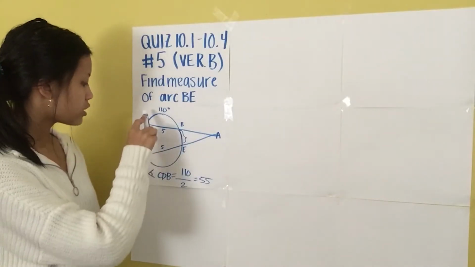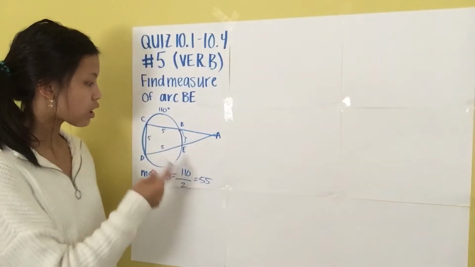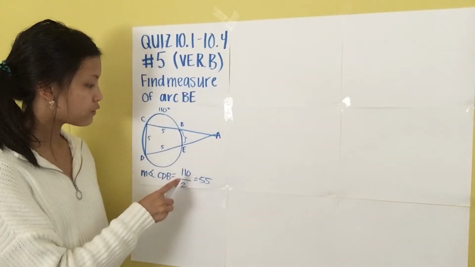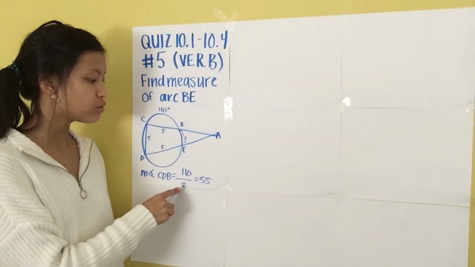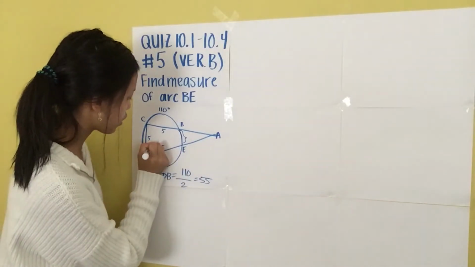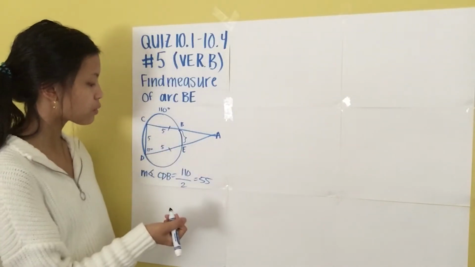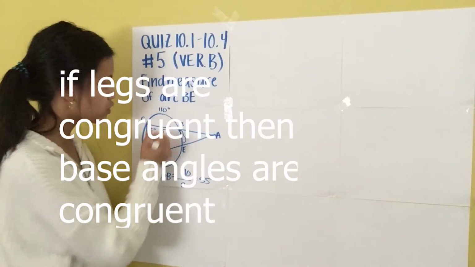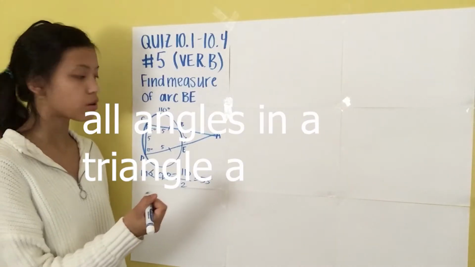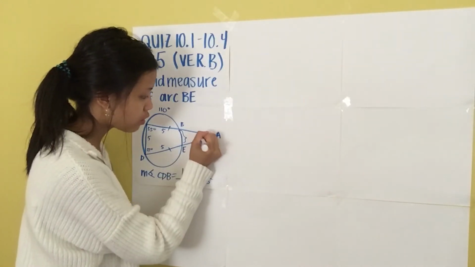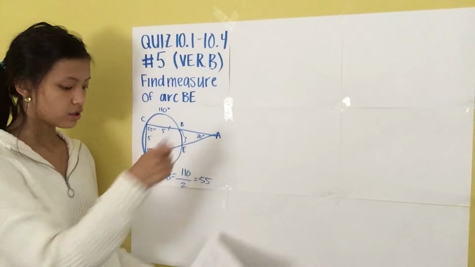I thought that CDB was an inscribed angle. So I divided 110 by 2 to get 55 degrees right here. And because these two were congruent, which I marked on my paper, this would also be 55 degrees. And using the angle sum theorem, I deduced that this one would be 70 degrees.